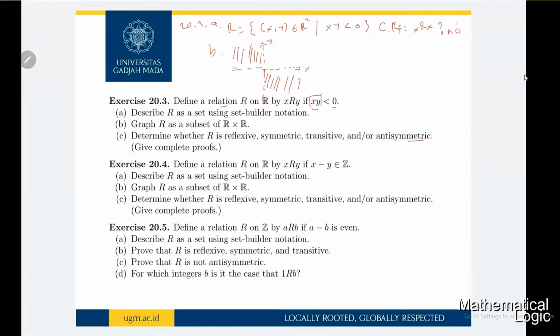Why? Because, for example, 1 times 1 is 1, right? This one is greater than 0. So 1 is not related to 1. So it's not reflexive. So how about the symmetric? Is it symmetric?